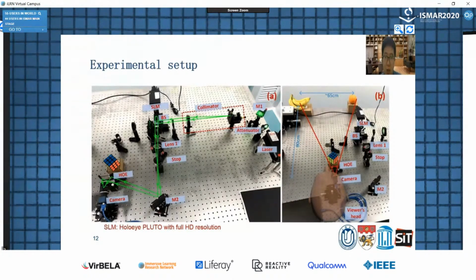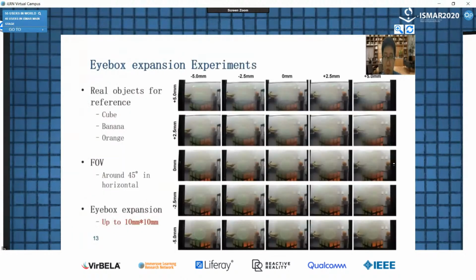In the experiment, we put some real objects as a reference, such as the Rubik's Cube, banana, and orange. The industrial camera is mounted on an XZ moving stage for the test of eyeball expansion. We chose a virtual 3D apple with polygon mesh wireframe as a target image, located at 200 mm from the camera. The virtual apple is displayed on top of the real Rubik's Cube. To verify the eyeballs, a series of photos were taken by moving the camera both horizontally and vertically.